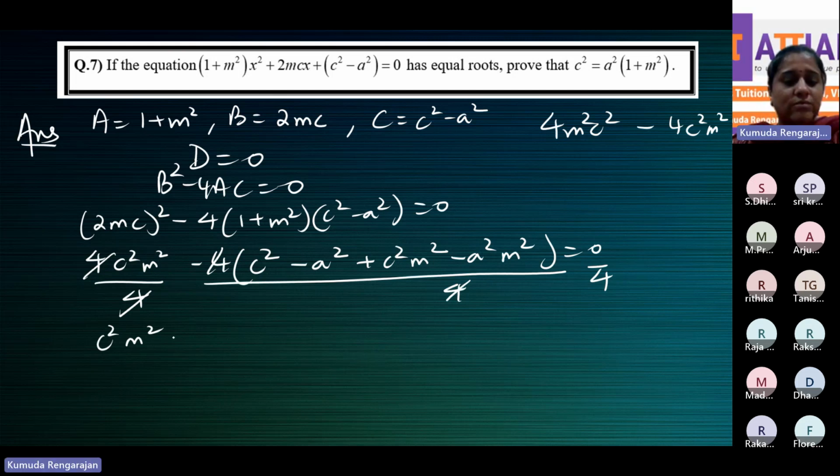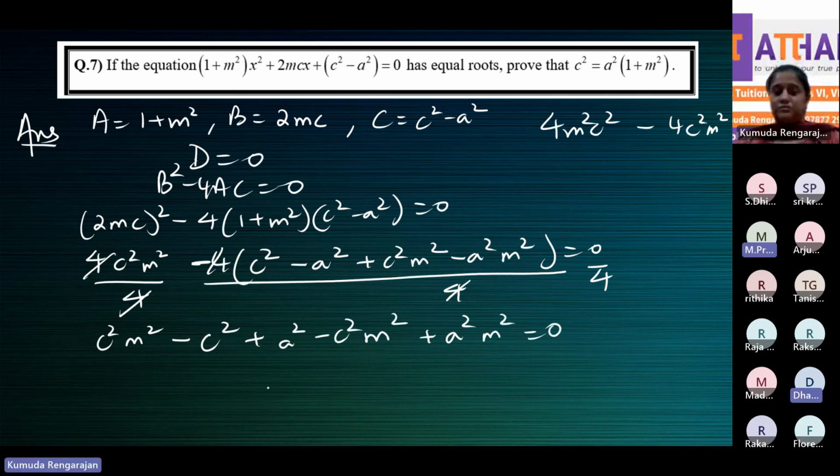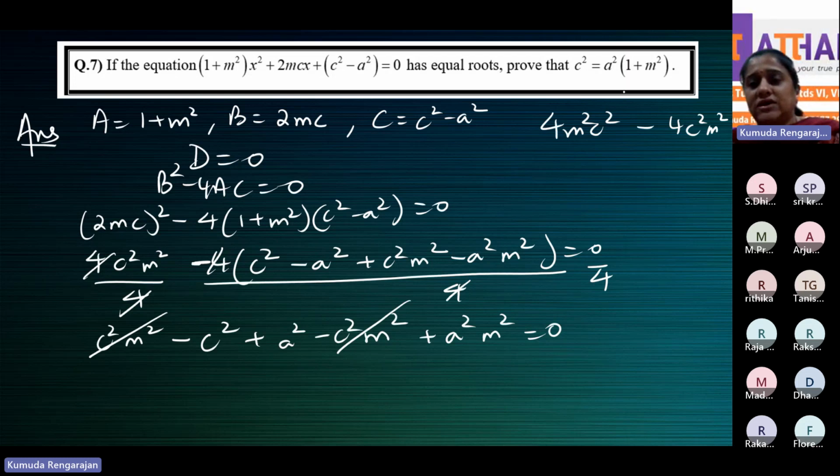So C square M square minus C square, plus A square, A square minus C square M square, plus A square M square, is equal to 0. A square M square minus C square M square gets cancelled. Okay. Now look at the result. We have C square on one side. So shall we write A square plus A square M square is equal to C square?